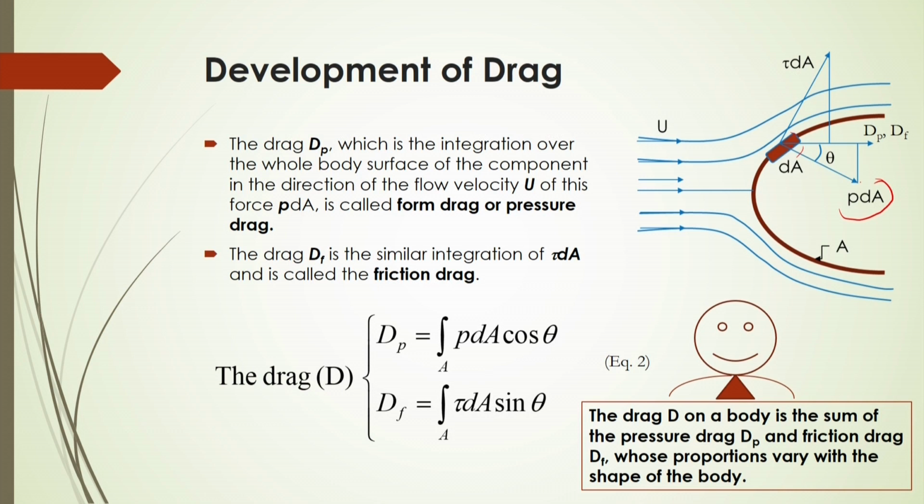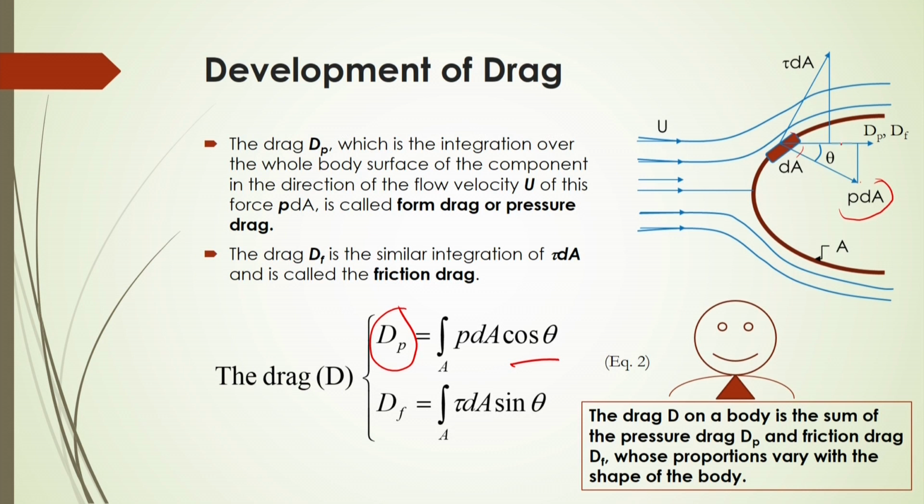Now, if I integrate this whole component of the pressure force over the surface area of this object, then we will have the total drag force due to the pressure component. It will be dP, equal to the integration over the area of P dA cos theta. Again, the drag dF, another component in the same direction of the flow, comes from the shear force. So, the drag dF is the similar integration of tau dA.